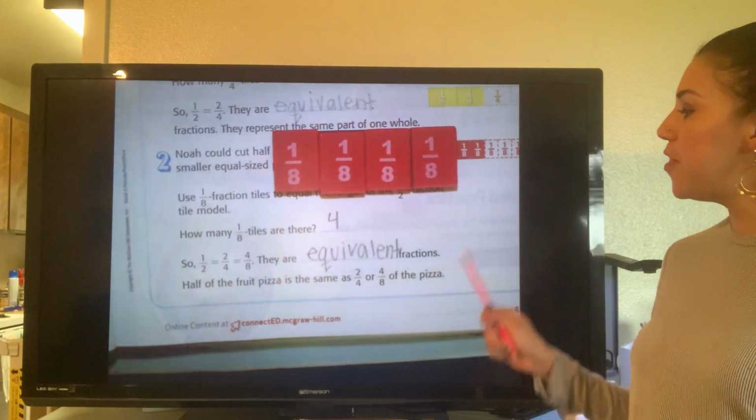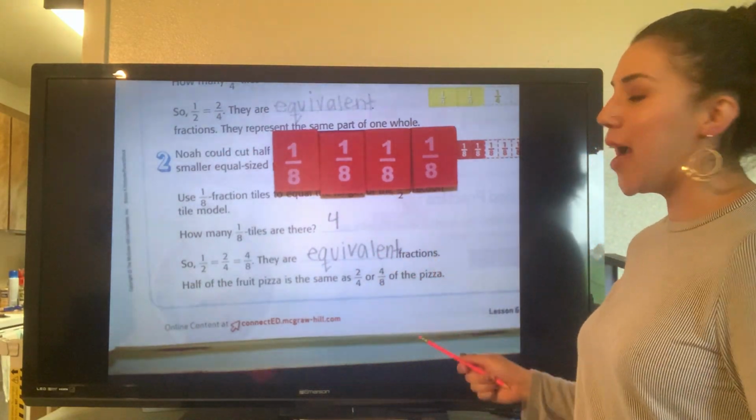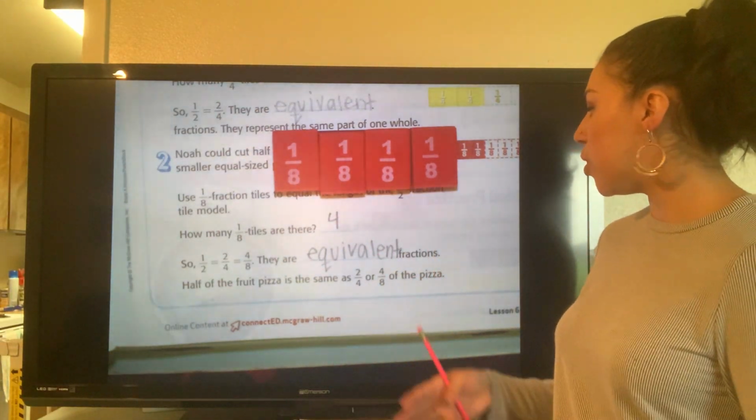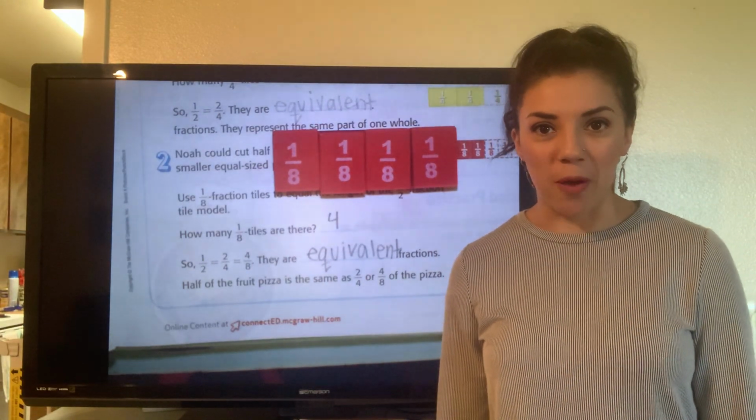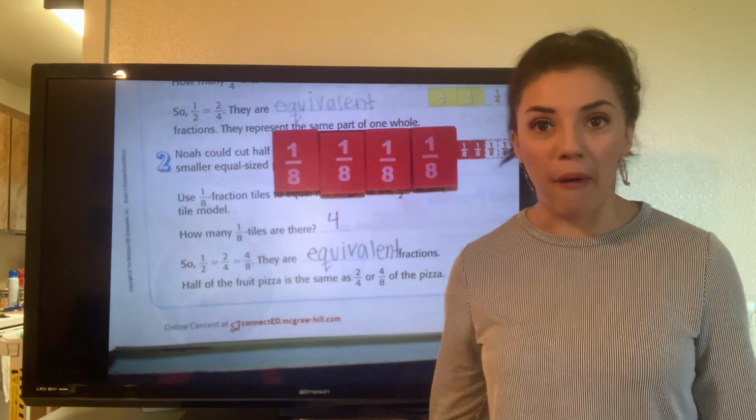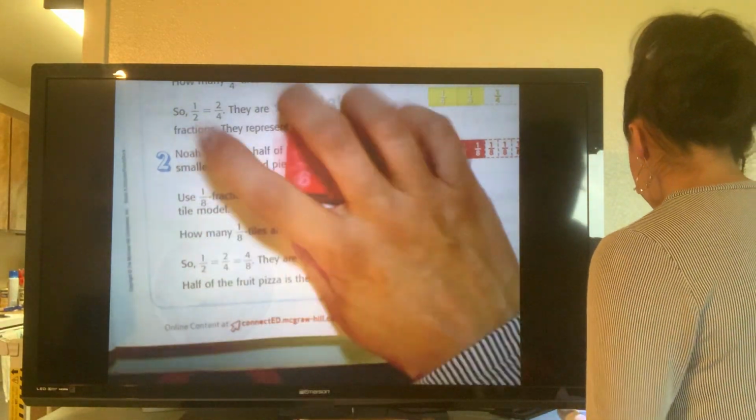So half of the fruit pizza is the same as 2/4 or 4/8 of the pizza. Whew. Wow, that was long. Yeah, okay. Go ahead and turn the page.